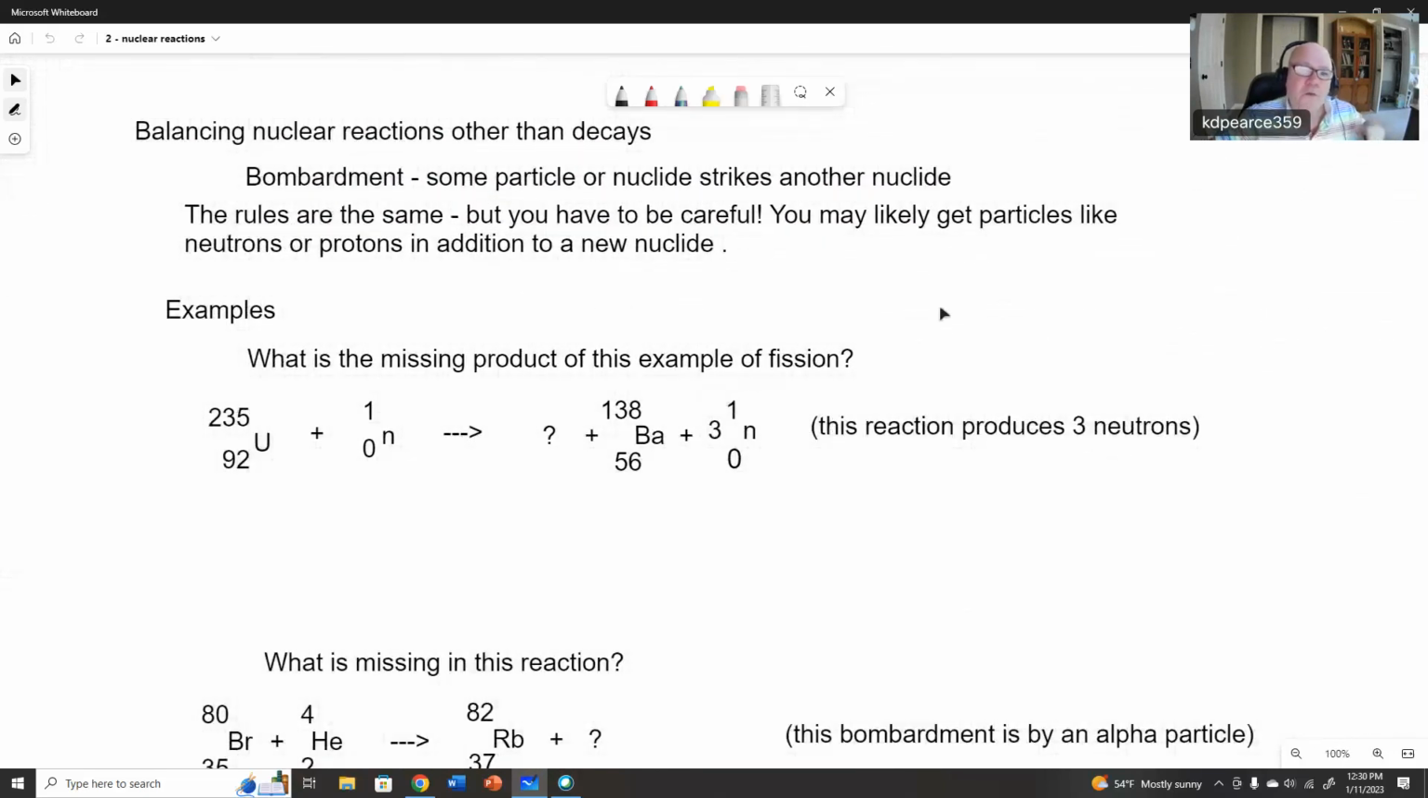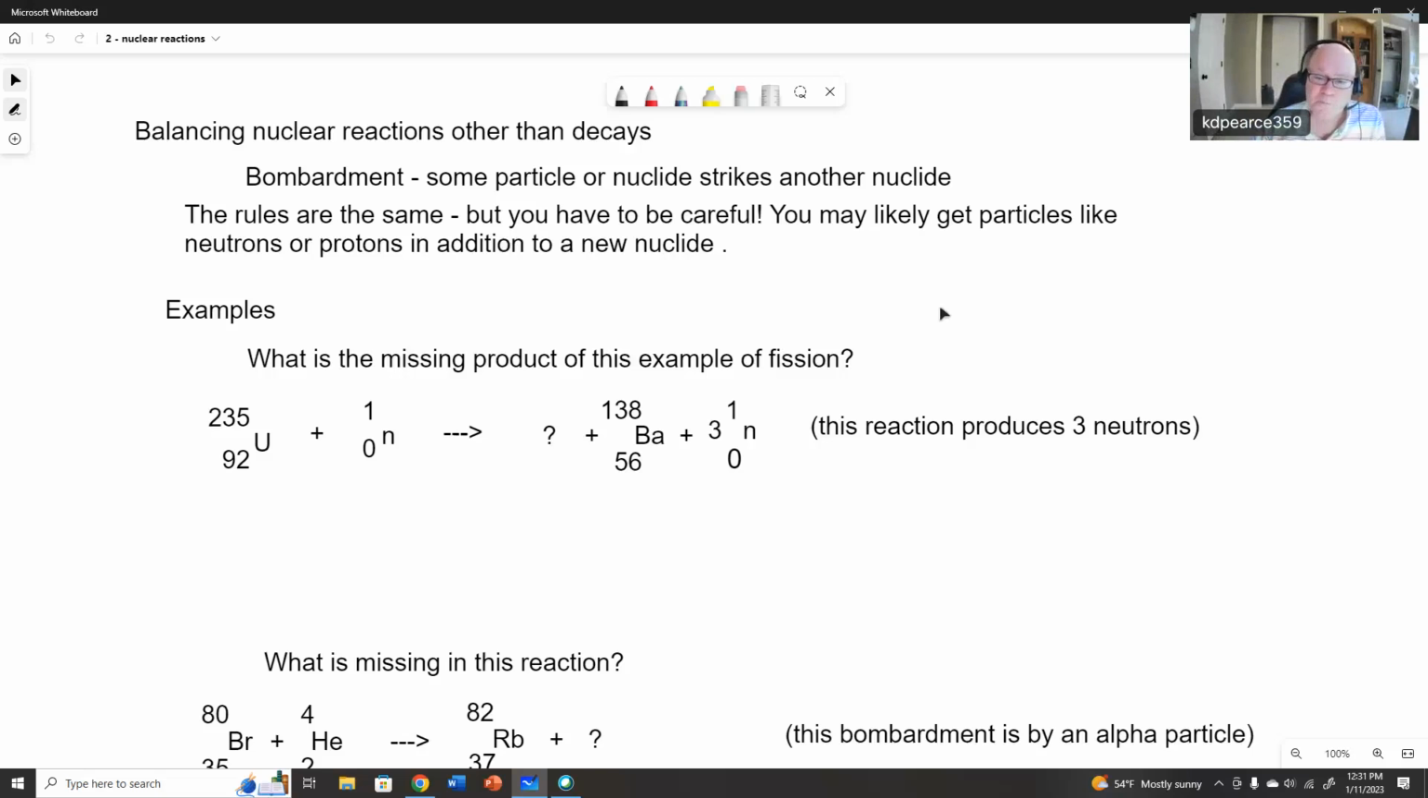All right, so we don't always have decay reactions. We have bombardment reactions, we have fission reactions, which is a form of bombardment, and we have fusion reactions as well. But the rules are the same, but you do have to be careful. Just like I say in the text there, you're likely to get particles like neutrons or protons or other nuclides or whatever. And so you still have to make sure that they add up just the same. And so we look over here and it says, what is the missing product of this example of fission?